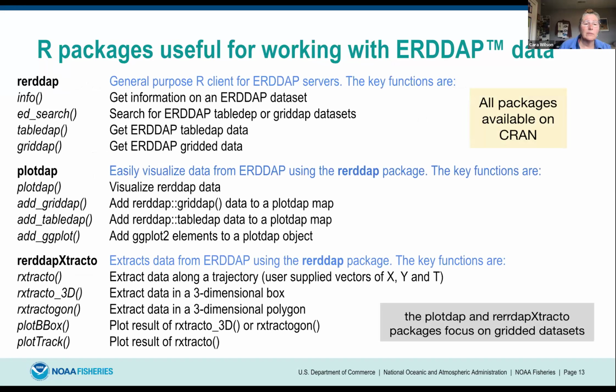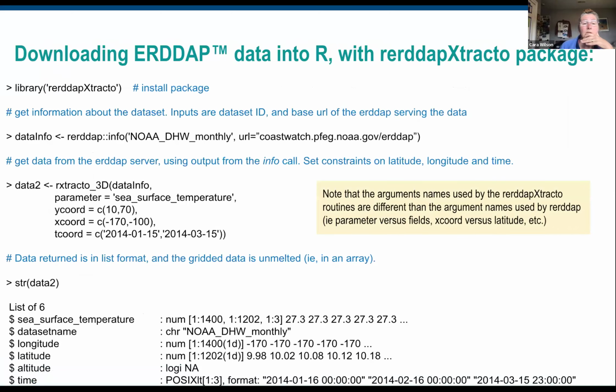Now I'm going to talk a little bit more about rerddapXtracto, which is another way of getting gridded data sets. As I said, it uses rerddap, but it extracts the data in a slightly different way. We're going to download the same data set. First, we're going to install the rerddapXtracto package. We're going to use that same call of getting the data info, calling the info command. And then we are going to extract the data using rxtracto_3D. So this is calling it slightly differently, but we're giving it the data info.